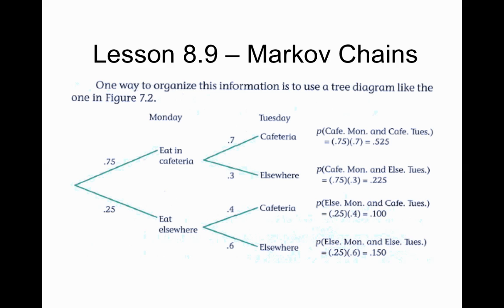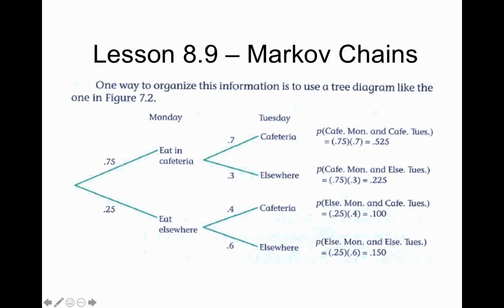This is easy to see in a tree diagram. So for instance, this is on Monday. They think that 75% of people are going to eat in the cafeteria and 25% will eat something else, like brought from home, or they choose not to eat. But then going down, based on those who ate in the cafeteria, 70% of them will and 30% won't. And those who did not eat yesterday, 40% will eat in the cafeteria, 60% won't. Now the interesting thing is if you notice on Monday, it adds up to 100%.